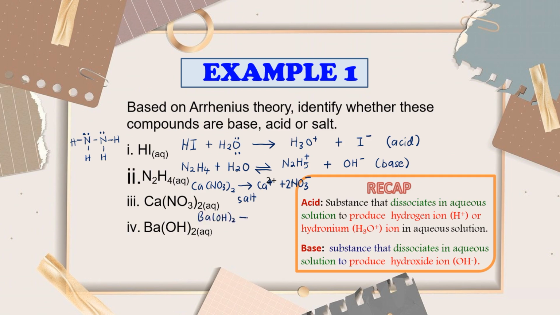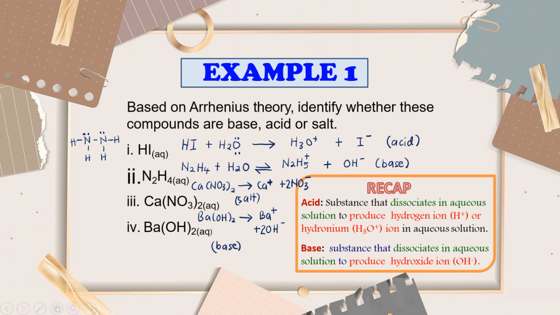Okay, when it dissociates, it can form Ba plus and 2OH minus. Therefore, because it can form OH minus, beryllium hydroxide is a base.